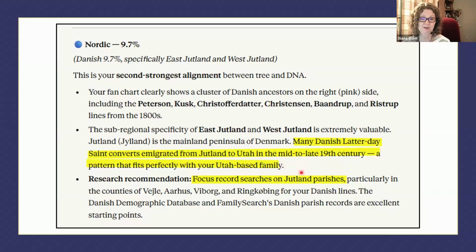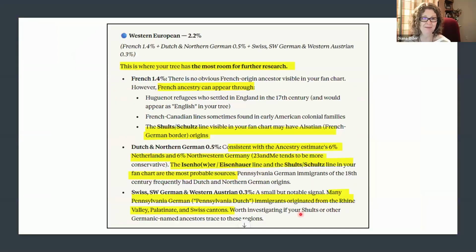So it does give me a research recommendation to focus on those parishes and particularly in the counties. Again, it gives me some counties and lets me know that FamilySearch has great Danish parish records. So there you go. That's some good research information. And then it pulls out the one where I could do some more research. This is the one that's got some French, some Dutch, Northern German, some Swiss, all sorts of interesting things. I have really no idea where it came from.